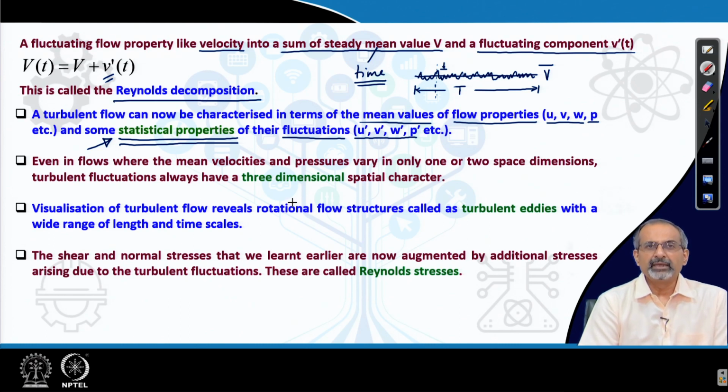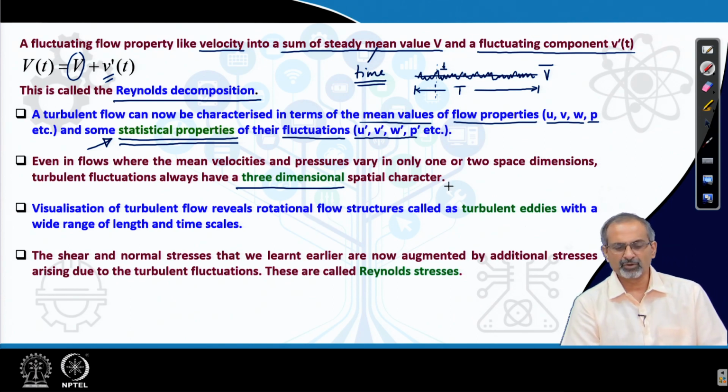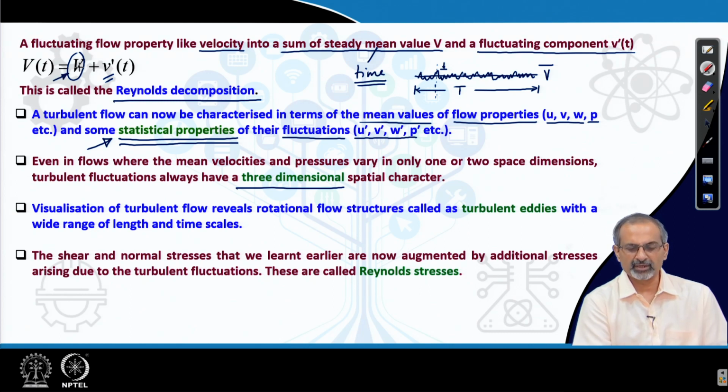Even in flows where the mean velocities, that means this component, and pressures vary in only one or two space dimensions, turbulent fluctuations always have a 3-dimensional spatial character. That means, irrespective of the spatial variation of the time mean component, the time dependent component, that is the fluctuating component, is always 3-dimensional in nature. That means, it is going to be a function of x, y, z as well as time.